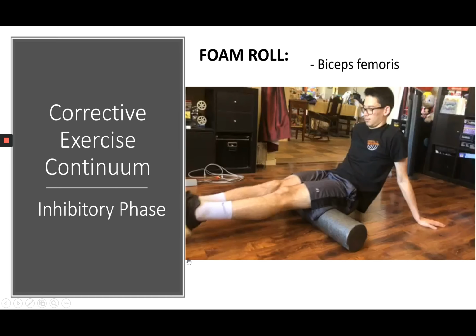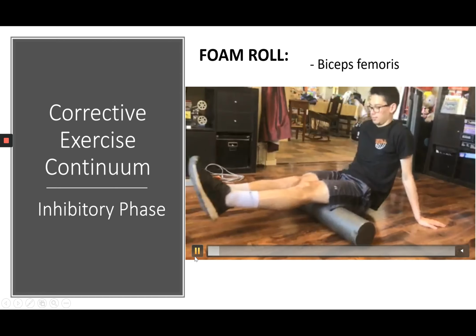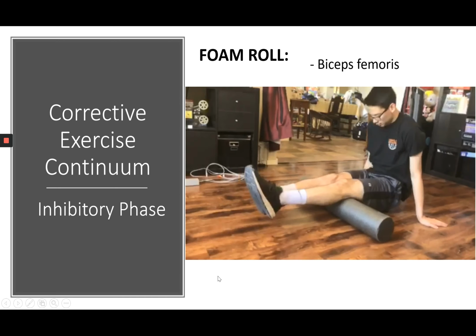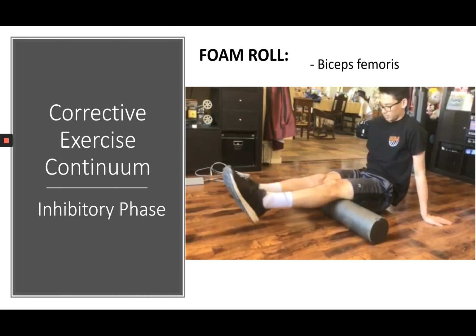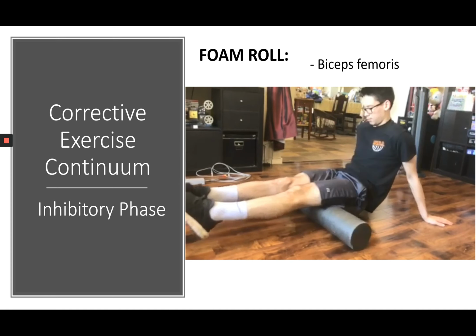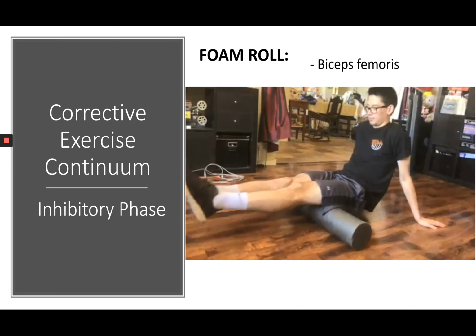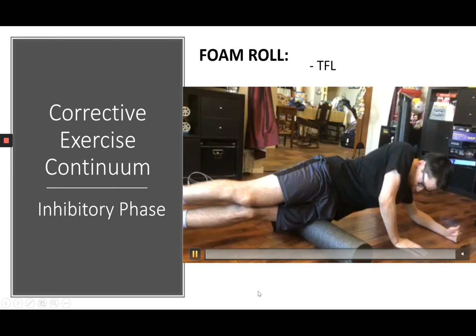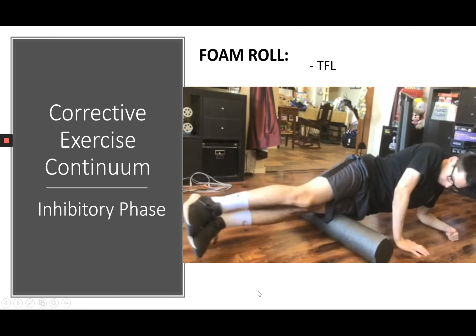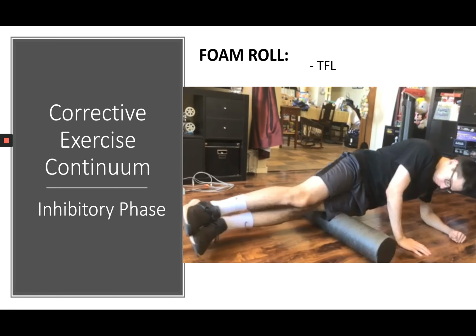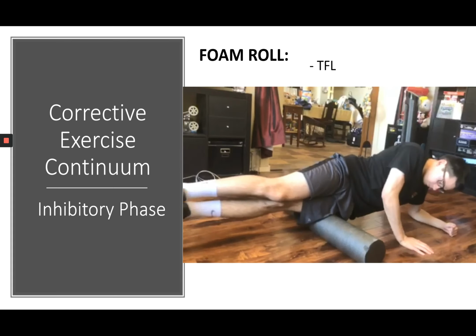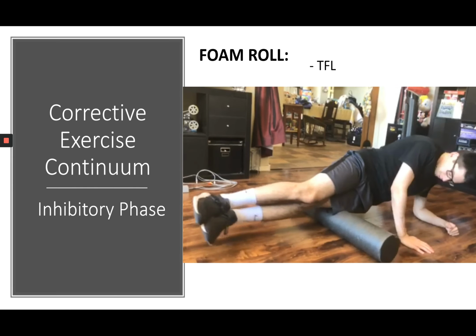Next was the biceps femoris. So have both legs on the foam roller, hands behind your back, roll for a few minutes, and of course, hold on those tender spots. The tensor fascia lata and IT band, lateral upper thigh, that elbow again like you're performing a side plank, roll, roll, roll, and hold on those tender spots.